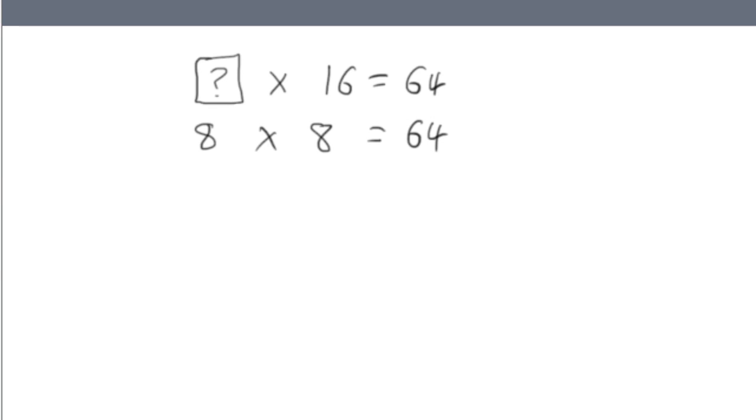Okay, I'm going to go through some examples of how to work out this type of question that you sometimes get on Key Stage 3. So you've got to work out what the missing number is. You're told, the missing number times 16 equals 64, and 8 times 8 also equals 64. So what's the missing number?